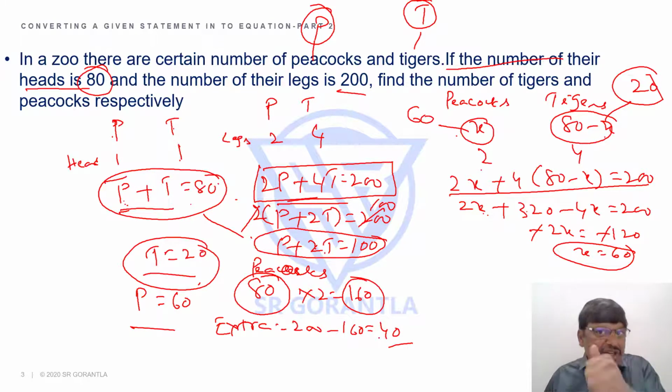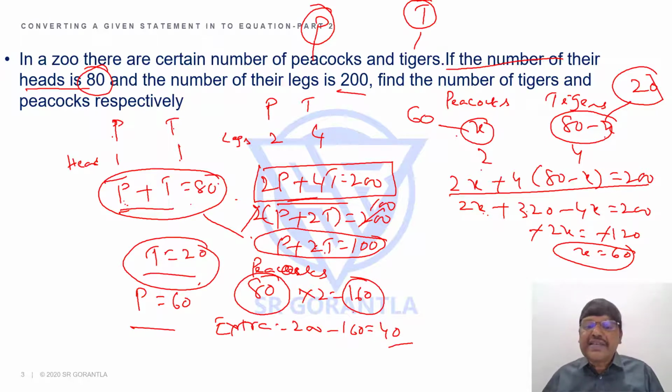Students, each tiger will have 4 legs and each peacock has got 2 legs, means each tiger has got how many legs extra compared to a peacock? How many legs extra each tiger has got? 2 legs extra. One tiger has got 2 legs extra.